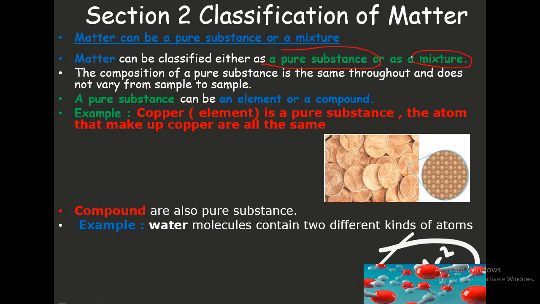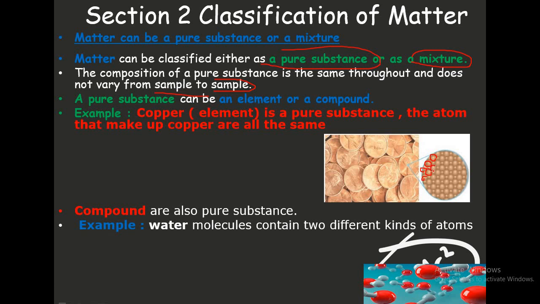A pure substance is a substance whose composition is the same throughout and does not vary from sample to sample. So the composition of a pure substance is the same throughout and does not vary from sample to sample. For example, copper. The atoms that make up copper do not vary from sample to sample. So it's a pure substance.